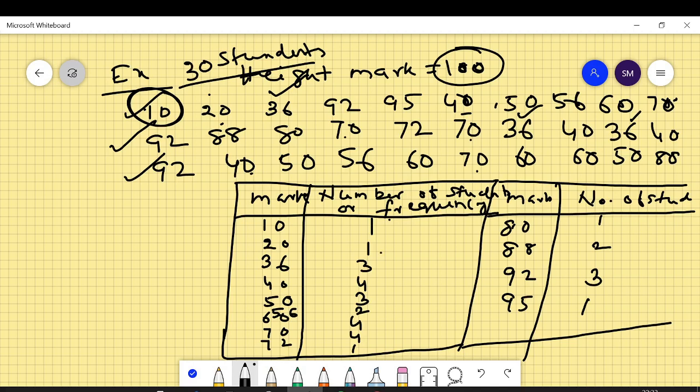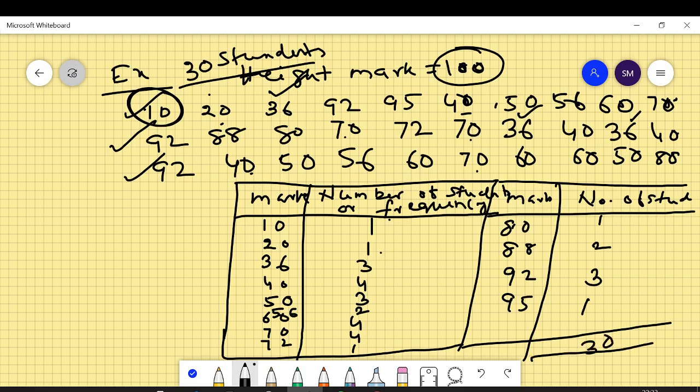1, 2, then 2 plus 3, 5, 5 plus 4, 9, 9 plus 3, 12 plus 2, 14, then 18, 22, 23, then 24, 26, 29, 30. How many students' data is given here?